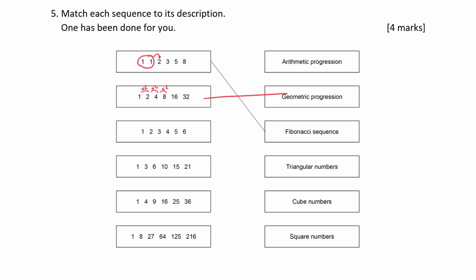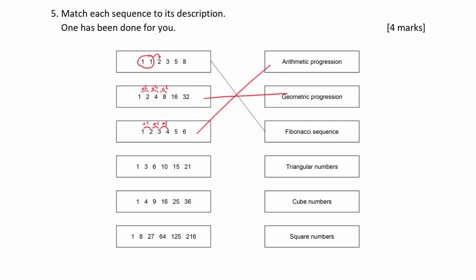Next one, 1, 2, 3, 4, 5, 6. That one is going up in even jumps. It's plus 1 each time, plus 1, plus 1, plus 1. So any sequence that's going up in a fixed number each time, that's an arithmetic progression.